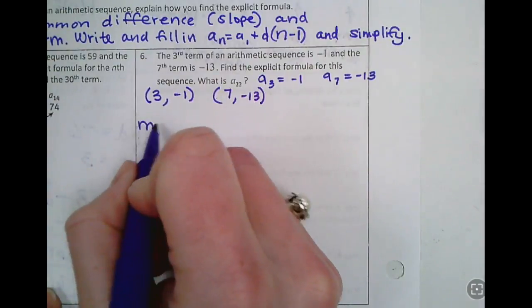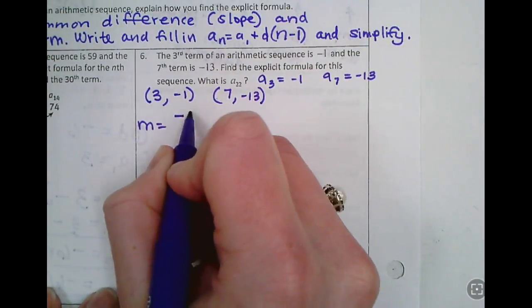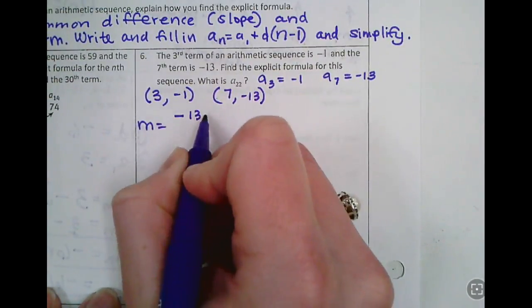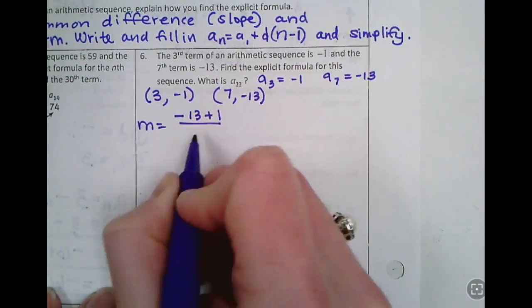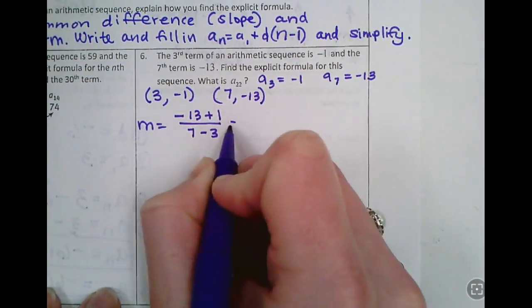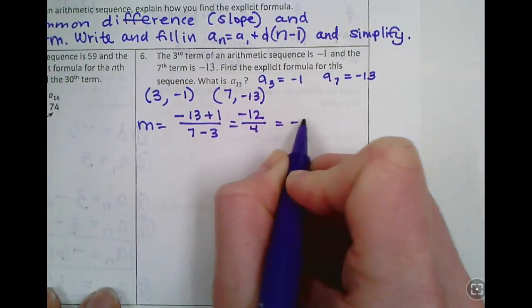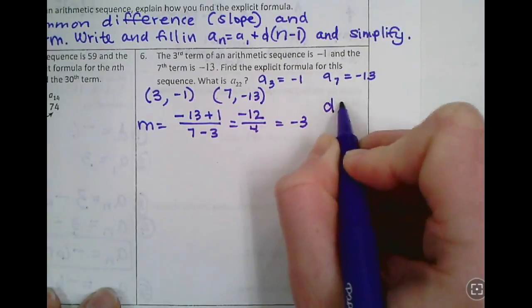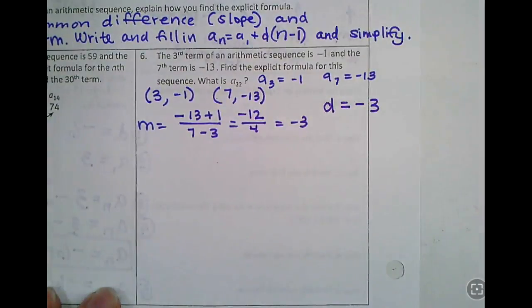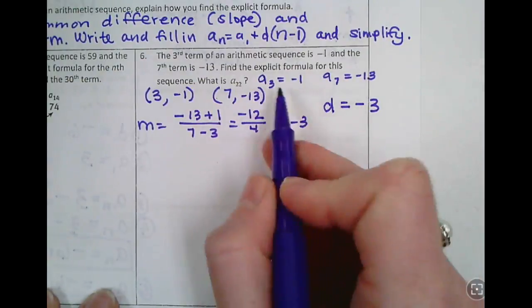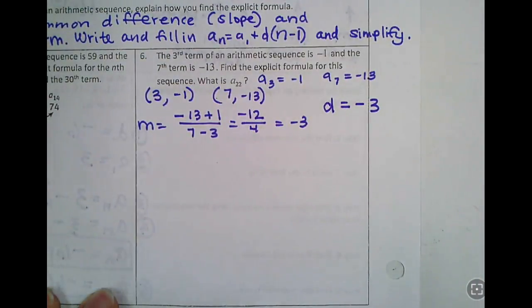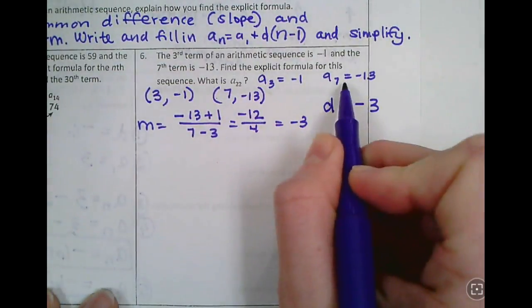And I'm going to calculate slope by finding the change in y, -13 minus -1, over the change in x, 7 minus 3. So I have -12 divided by 4 to get my slope of -3. So my common difference is -3. Next thing I'm going to do is use the formula to find my a sub 1. It doesn't matter which point you use, but this time I'm going to use the second point.